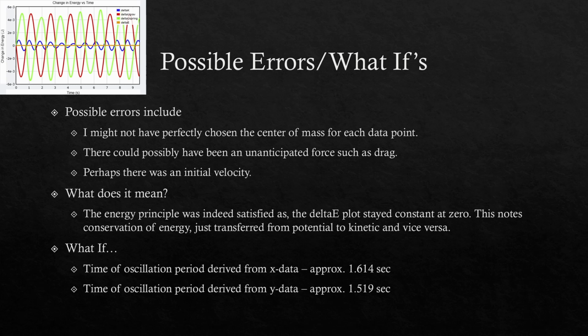And for our what ifs, the time of oscillation period derived from the x data point is approximately 1.614 seconds, while from the y data point is approximately 1.519 seconds. This could be due to a shift in the oscillation as it rotates from more horizontal to a vertical oscillation.